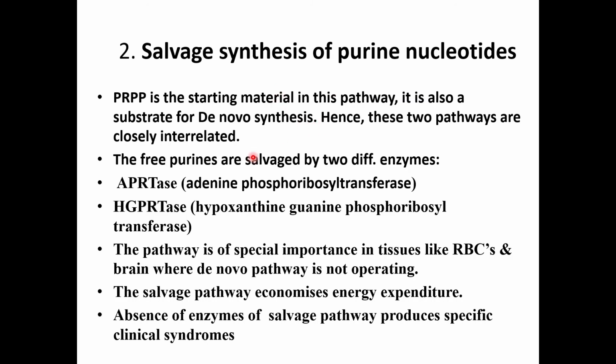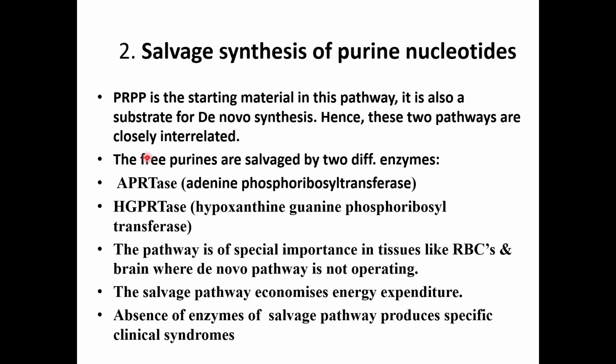Now in this you need to remember only the two enzymes: APRTase, that is adenine phosphoribosyl transferase, as well as HGPRTase, that is hypoxanthine guanine phosphoribosyl transferase. So PRPP is the starting material. It is also a substrate for de novo synthesis, as I already told you, as these two pathways are closely interrelated. Which pathways? De novo as well as the salvage pathway, as PRPP is required in both the pathways. So both these pathways are closely interrelated.